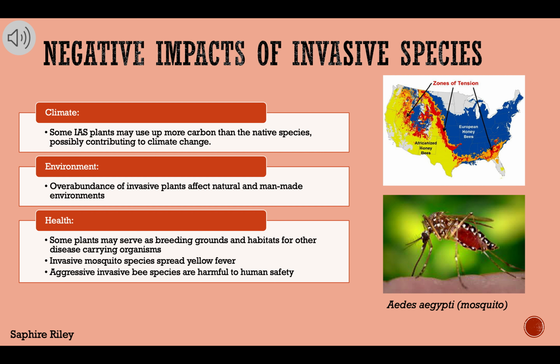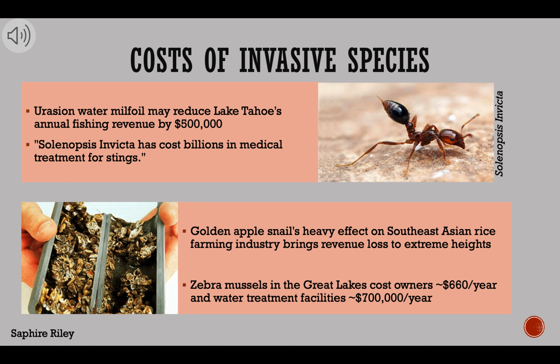The northward movement of hybridized African and European killer bees that are very aggressive in nature also pose a serious threat to human health and safety. The introduction of Eurasian water milfoil into Lake Tahoe is predicted to impact the recreational fishing revenue by 1% or $500,000 per year. An invasive species of fire ant coming up from South America has already cost billions of dollars in medical treatment for stings. And golden apple snails in Southeast Asia devour rice seedlings, leading to an annual loss of approximately $425 million to $1.2 billion in the rice farming industry.